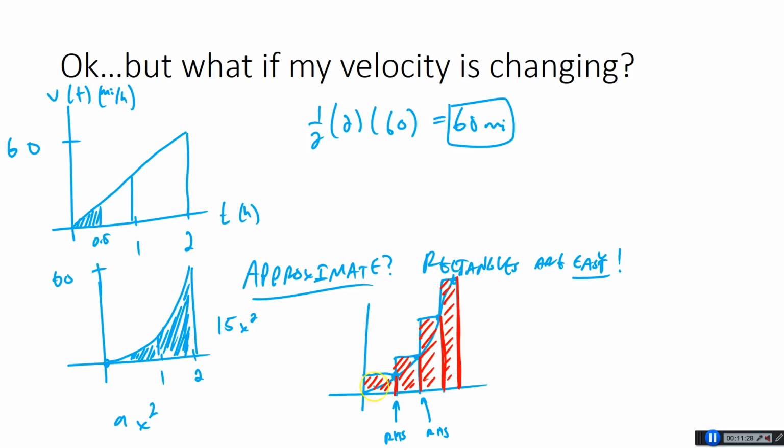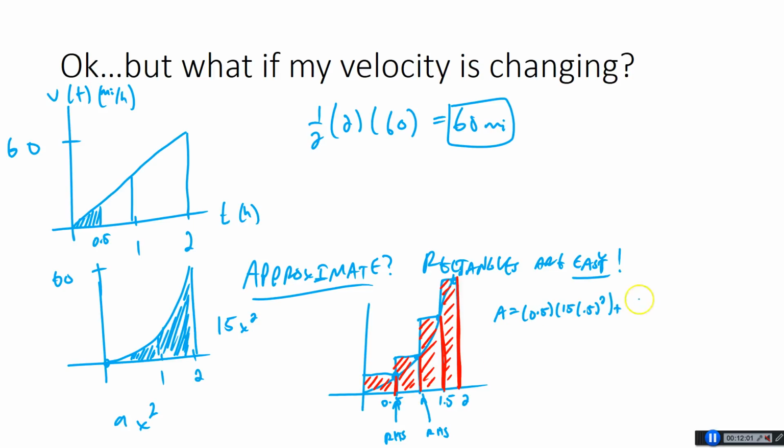So if I'm going to find the area here using the right side Riemann approximation, the height of each one of these is determined by the function. If we have 4 rectangles here, that means we're using 0.5, 1, 1.5, and 2. The area of this first rectangle would be base times height, so it'd be 0.5 times 15 times 0.5 squared.